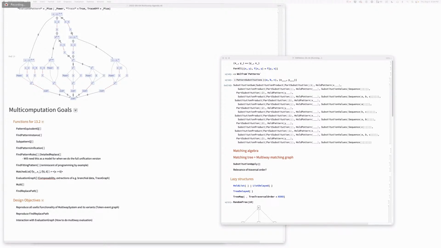First, I need to figure out patterns. Yeah. Not everything at once. Okay. Yeah, I understand. But I think we have to just make sure we know the path here that gets us to things like find replace path and all those kinds of things. Because what we're getting is you're figuring out patterns. You've got this matching algebra that gives us patterns that have a certain multi-wayness to them. Yeah, I think that's what we're doing here.